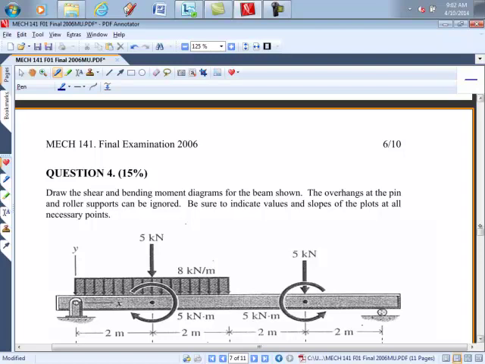So for this one, we want to draw the shear and bending moment diagrams. It says to ignore the overhangs past the roller and the pin. Be sure to indicate the values and slopes of the plots at all necessary points. How would we start this? Finding the reaction forces, the usual. Okay.